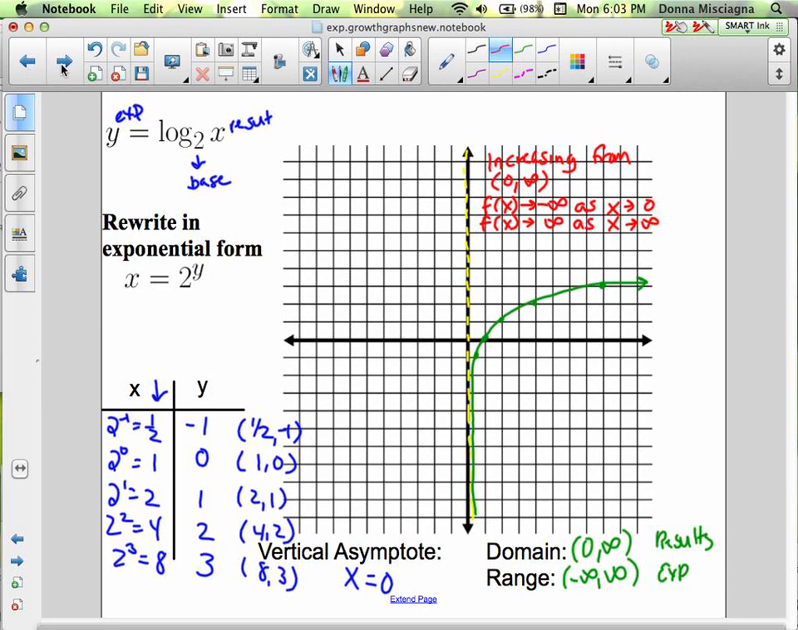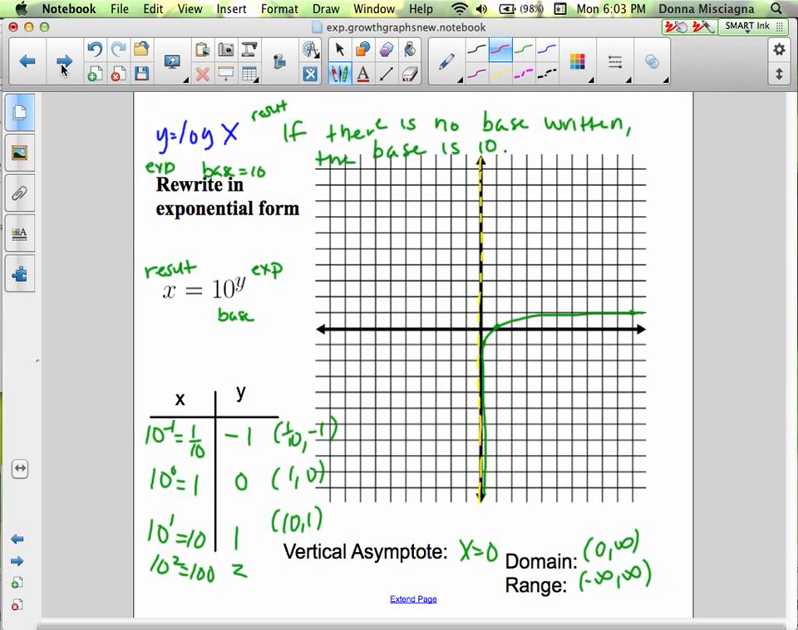I'm going to go to the second one we did. This was the first one, and now this is the second one. All right, so again, this is growth because our base is 10 and that's bigger than 1. So it will be increasing on its whole domain, which is 0 to infinity.